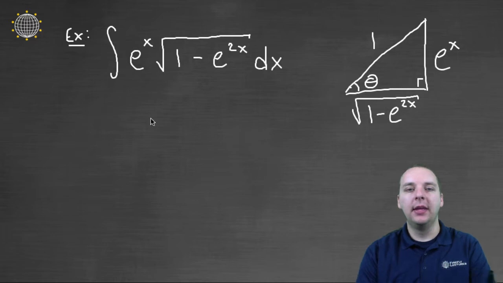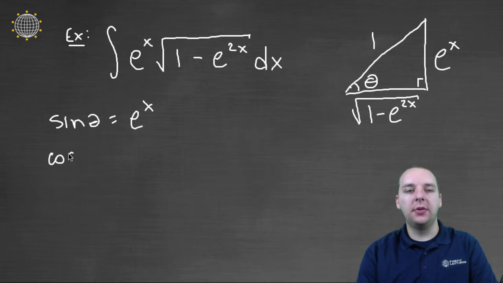We'll call this theta. And so I want to write e to the x and the radical expression both in terms of theta as opposed to e and what have you. So the relationship we want for e to the x would be sine. So sine of theta would equal e to the x over 1. So sine of theta would be e to the x. And then the radical expression right here being the adjacent side, I think we'll use the adjacent and the hypotenuse, since the hypotenuse is 1. That would be a cosine relationship. Cosine of theta would be the square root of 1 minus e to the 2x.